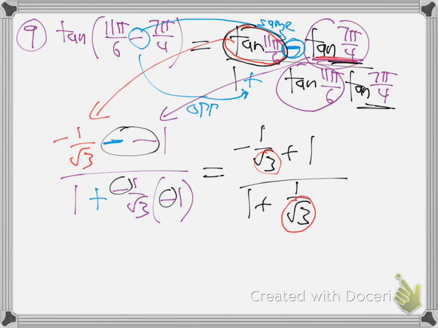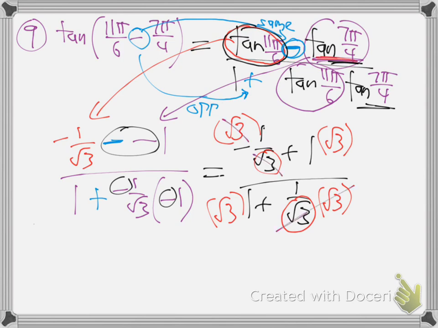What will get rid of them? Multiply all the terms top and bottom by root 3. That'll take care of it. So root 3 here. You have to do the same thing top and bottom, right, so you don't change anything. So you just multiply all of them by root 3. And then these will cancel, and these will cancel.